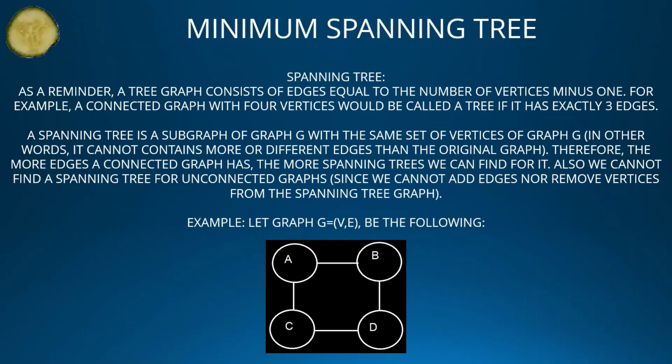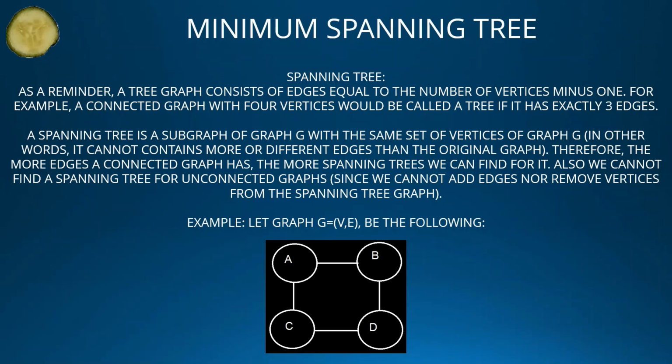Spanning tree. As a reminder, a tree graph consists of edges equal to the number of vertices minus 1. For example, a connected graph with 4 vertices would be called a tree if it has exactly 3 edges. A spanning tree is a subgraph of graph G with the same set of vertices of graph G. In other words, it cannot contain more or different edges than the original graph. Therefore, the more edges a connected graph has, the more spanning trees we can find for it.